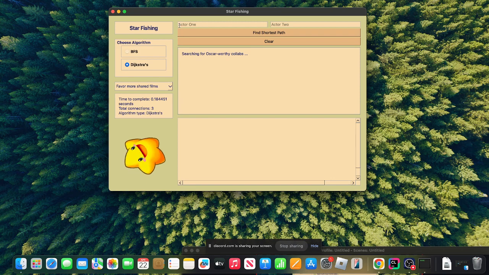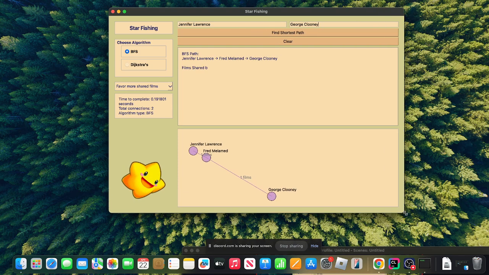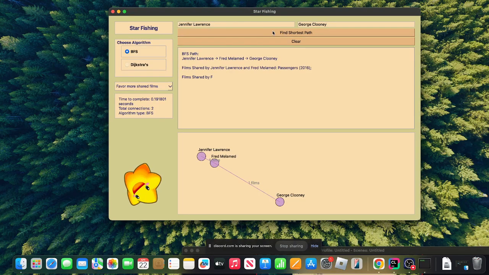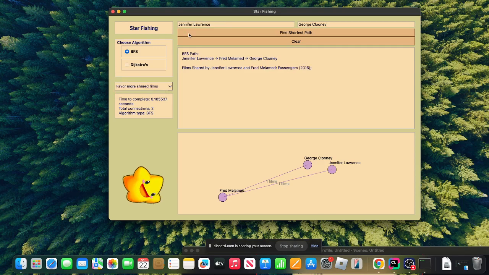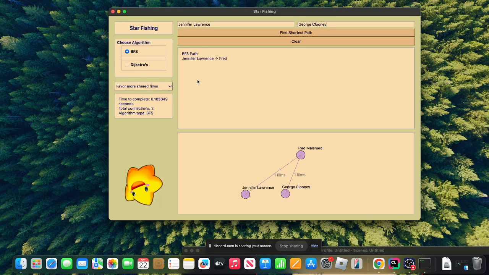In terms of the algorithms, I implemented the breadth first search algorithm and Julia implemented Dijkstra's. BFS finds the shortest path in an unweighted graph. In this case, the source starting node is the first actor that the user inputs, and it'll traverse through the rest of the graph until it reaches the target node, which is the second actor. When it does, it will output the shortest path. The dropdown selecting more or fewer films does not affect the BFS due to the algorithm not being affected by weight.